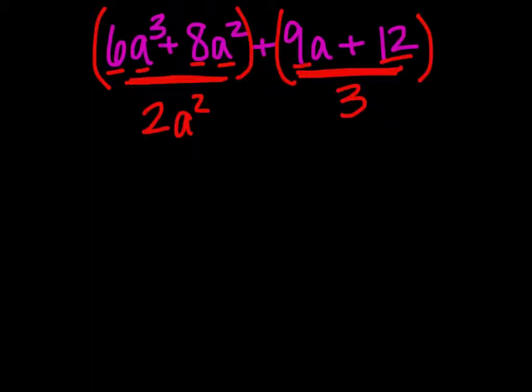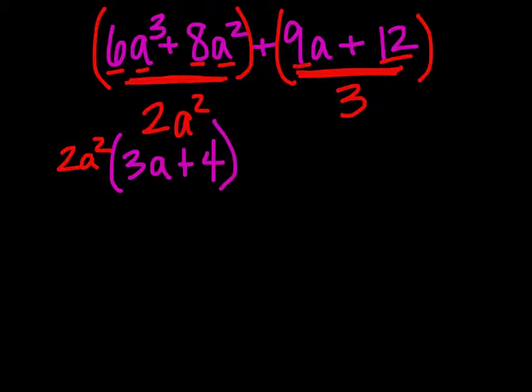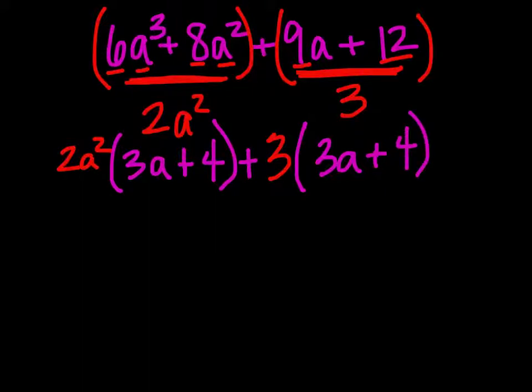So rewriting this, I can write this as 2a squared times, if I take 2 out of 6, I get 3. And if I take a squared out of a cubed, I have an a, plus, we're going to do the same thing with this 8a squared. If I take a 2 out of the 8, we have 4. And if I take a squared out of a squared, I have nothing. So I just have a 4 there. Then we're adding a 3 times, 3 out of 9 gets you a 3, and we still have the a there, plus 3 out of 12 is 4. So when I'm saying taking things out of, remember, I'm talking division here. I'm taking numbers out by division.